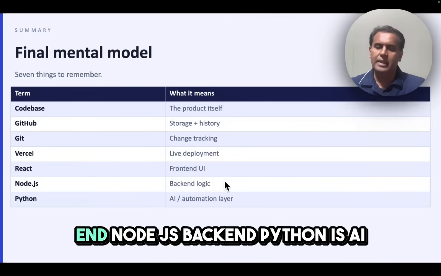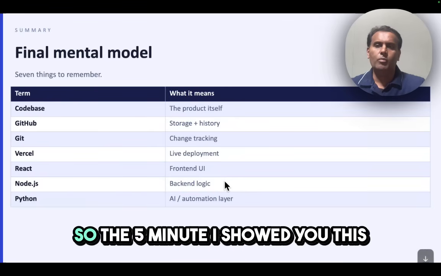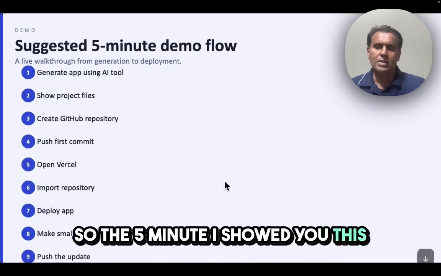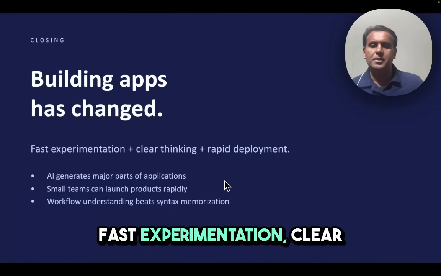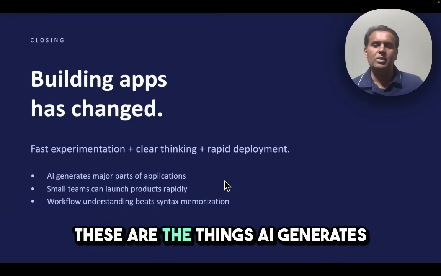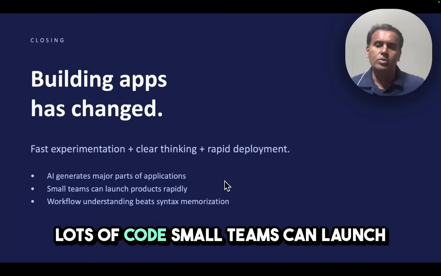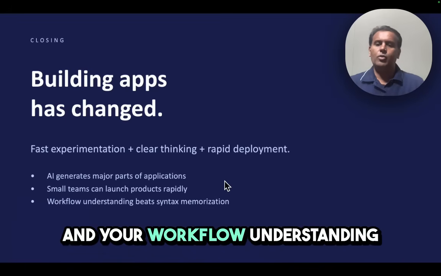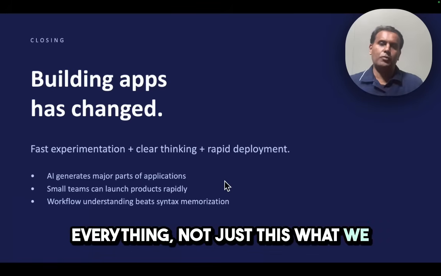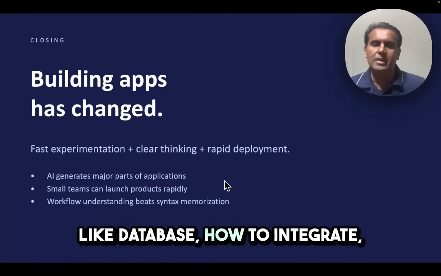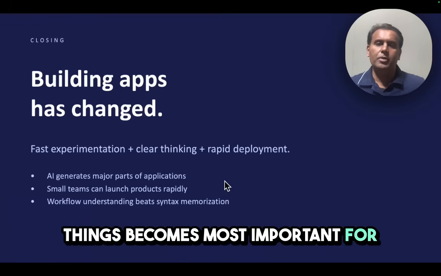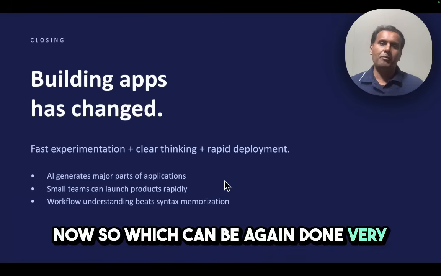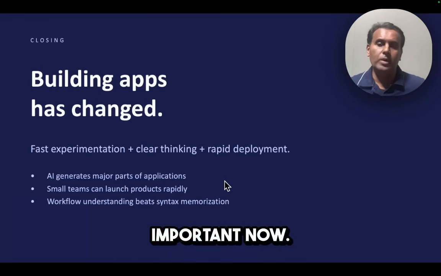So the final thing, what it means: code base is the product, GitHub is storage, Git is change tracking, Vercel is deployment, React is front end, Node.js is back end, Python is AI code. That's the whole thing. So in 5 minutes I showed you this demo, and the final thing is that building apps has changed: fast experimentation, clear thinking, and rapid development. AI generates lots of code, small teams can launch, and your workflow, understanding everything, not just what we covered. There are some more things like database and how to integrate payment, which become most important now. These can again be done very quickly, but knowing them is more important now.